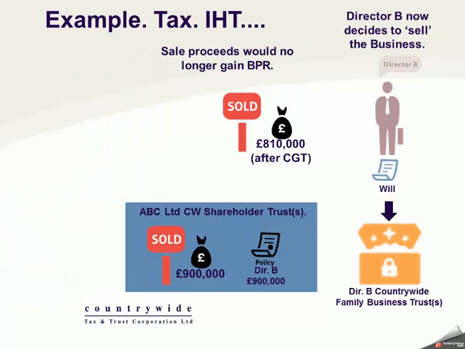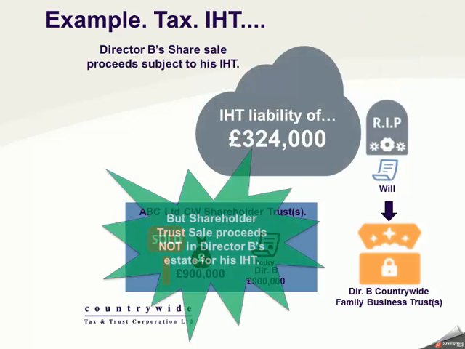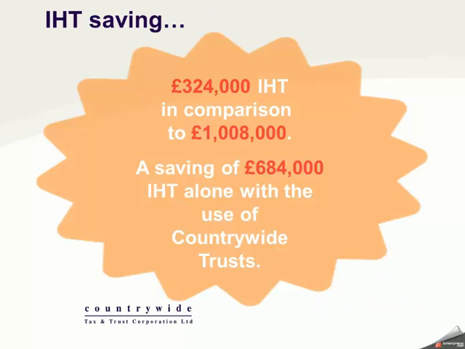And as you will recall, he will now have £810,000 worth of cash in his own personal name after the CGT had been paid. So on his death, admittedly, that £810,000 could create, at 40%, £324,000 worth of inheritance tax liability. The proceeds in the shareholder trusts are not part of Director B's estate, so will not be impacted by his inheritance tax.